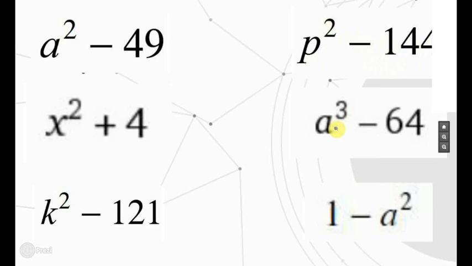This one, a to the third power minus 64, does not work. Not for the technique that I'm about to show you. It does not have an even exponent, so it's out of the running.